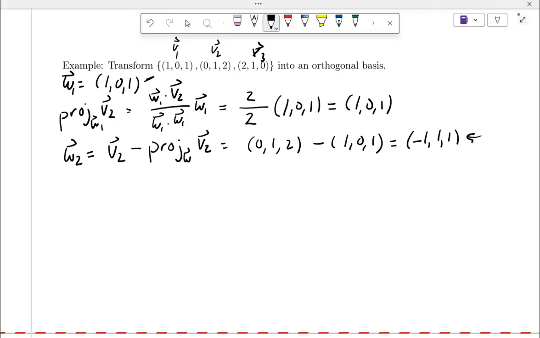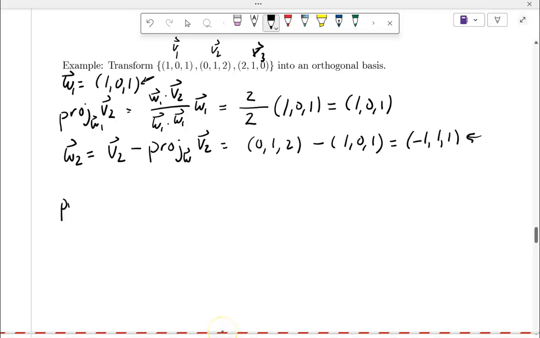Now you can check this vector is your W2. It should be orthogonal to the first one, right? When you take the inner product of those two vectors, you should get 0. You should be able to check at every step what's going on. Okay? You should be able to check pairwise at every step and see that the dot product is 0, inner product is 0.